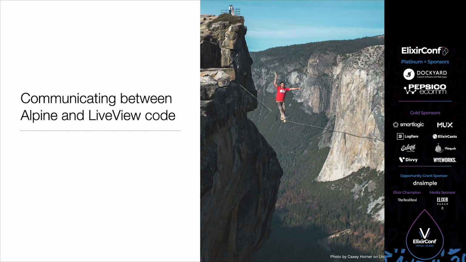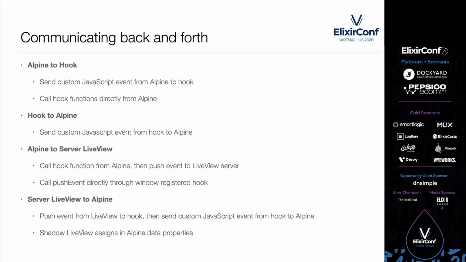Next, let's look at how we can communicate between our Alpine and our LiveView code. Luckily, it's not as dangerous or as difficult as tightrope walking across a canyon. In fact, it's quite easy. In this section, we'll go through a few techniques for how we can do that. We can communicate back and forth between Alpine and our JavaScript hooks and between Alpine and our server LiveViews.